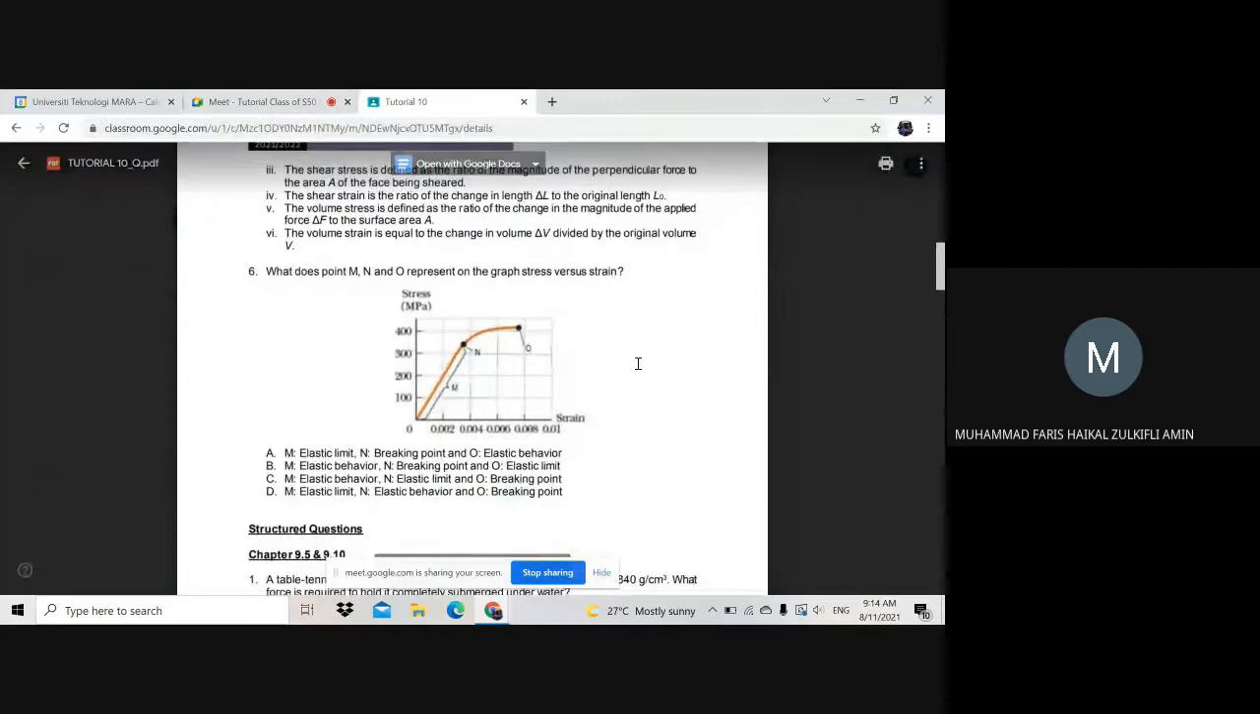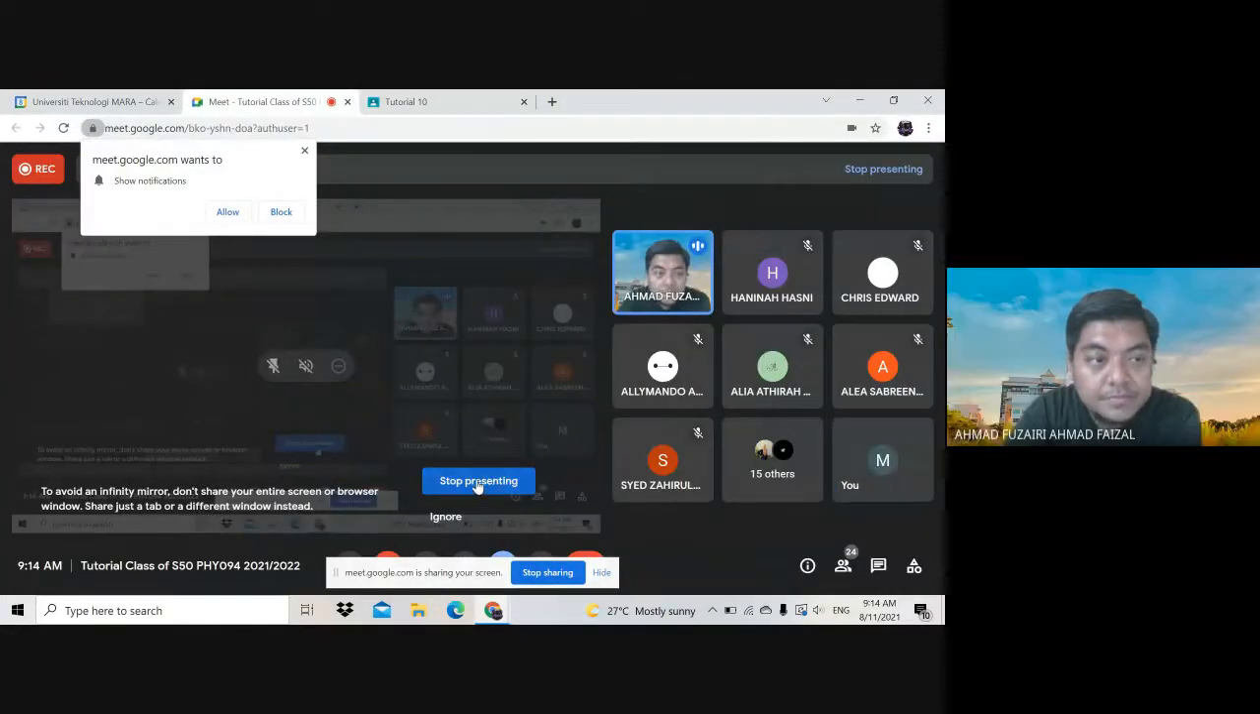Okay, nombor 6. What does point M, N, and O represent on the graph stress versus strain? Okay, kalau tengok sini, M ni ialah elastic behavior dan N ni ialah elastic limit. Manakala O ialah breaking point, di mana objek yang elastik takkan dapat revert back to its original shape. Jadi untuk jawapan ni ialah C. Betul jawapan dia C. Dia elastic behavior, elastic limit dan last kali breaking. Okay, next. Structure question. Saya sir.